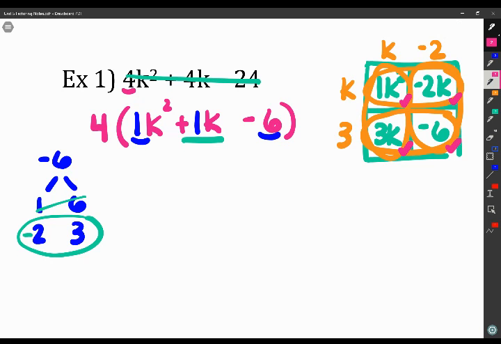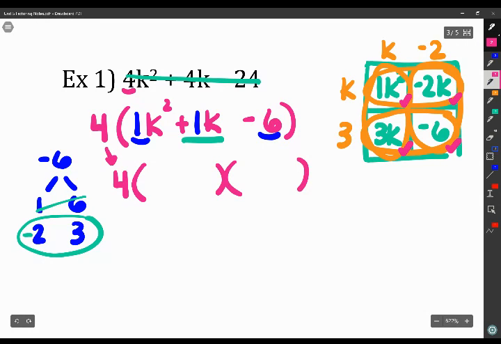So everything checks out. We need to make sure that we write our 4, so our 4 is coming straight down, and then when we write our parentheses, it's what's on top and what's on the side. And then this is my answer.